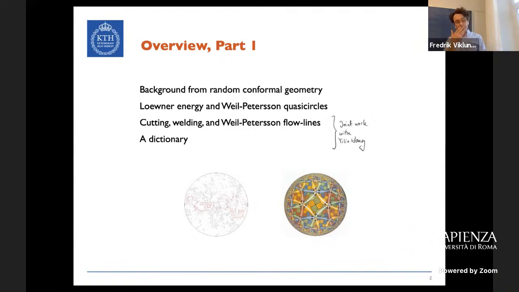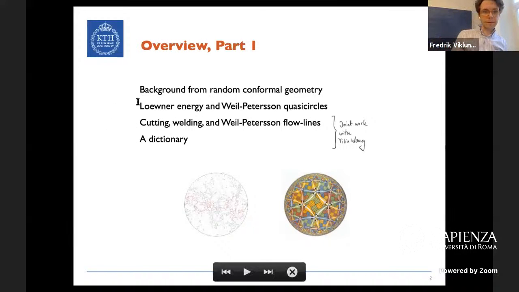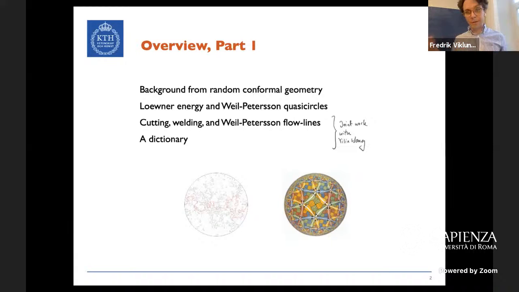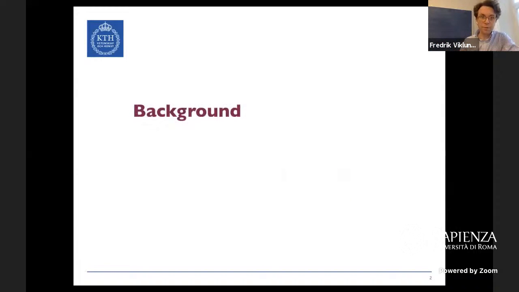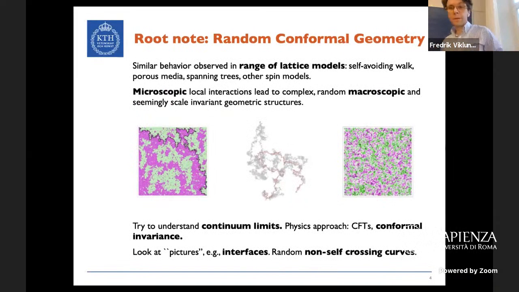One really nice feature with this Loewner energy and the story about Weil-Petersson quasicircles is that it fits into several other different stories in very nice ways. So the question is which one to emphasize. But for this audience, and given our initial motivation for this project, the answer is quite clear. At least for these talks, we are thinking about this as being part of random conformal geometry. So what is that?